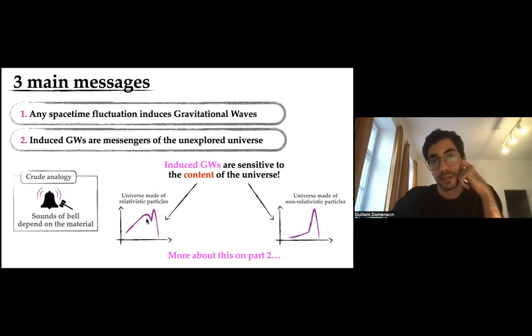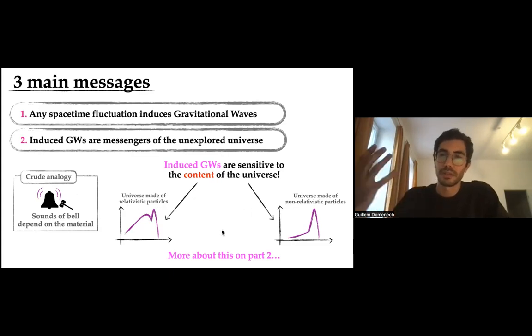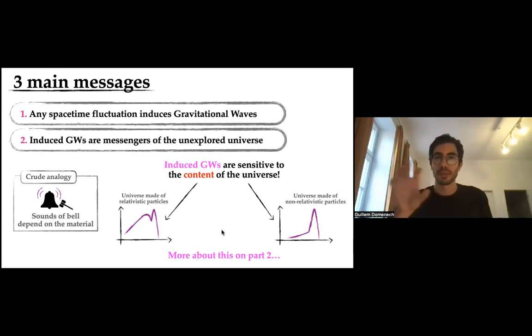And here I have two examples. This is roughly the spectral density when the universe was made of relativistic particles. This is the prototypical case. But if instead it was made of non-relativistic particles, you would get a very different spectrum: just a single peak and some tail. So definitely the spectral density depends a lot on the content of the universe, and this is an important piece of these induced gravitational waves.